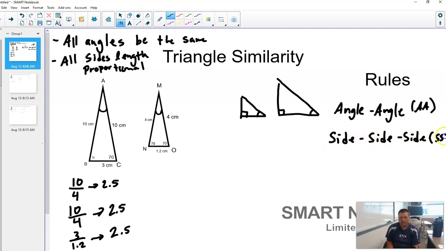Okay, so side, side, side with this one. How that one would look is if I had two triangles here, and I knew... Let's say I had this as 2, and this is 4, and this was 3 here, and I had those, and then this side was, let's say 4, this side was 8, and this side was 6.